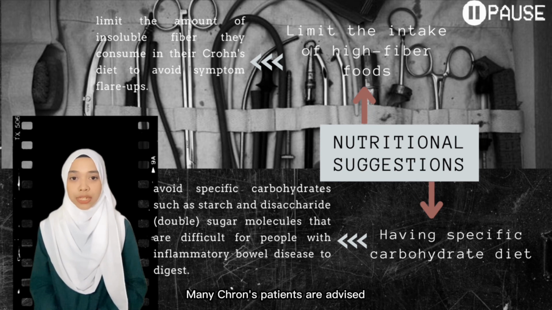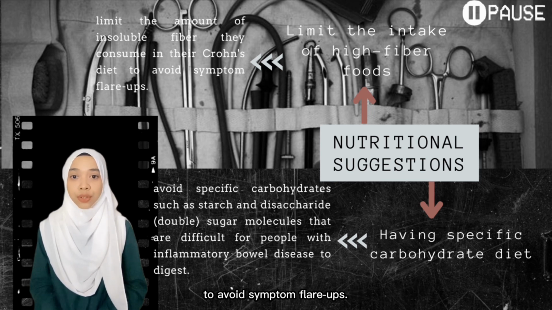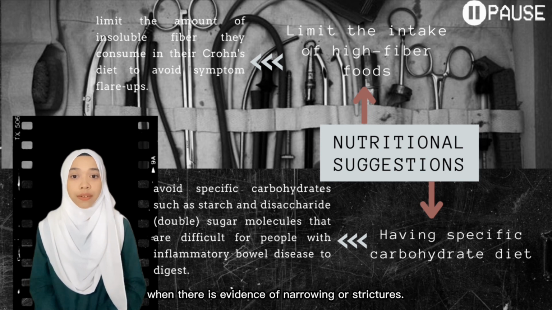Many Crohn's patients are advised to limit the amount of insoluble fiber they consume in their Crohn's diet to avoid symptom flare-ups. This is important when there is evidence of narrowing or strictures.